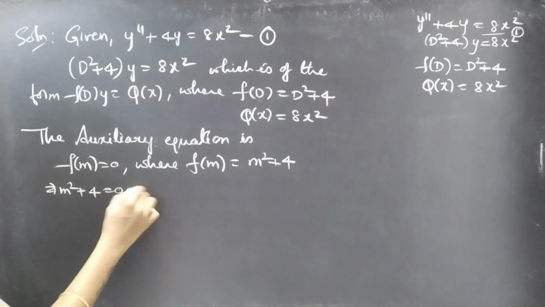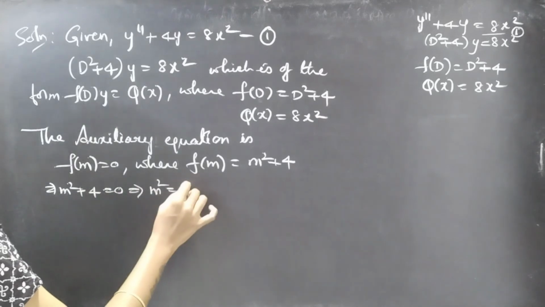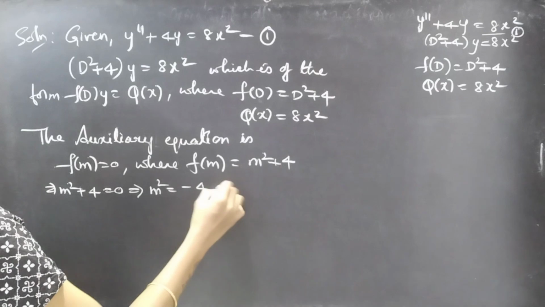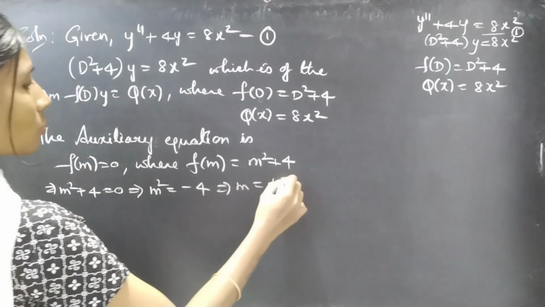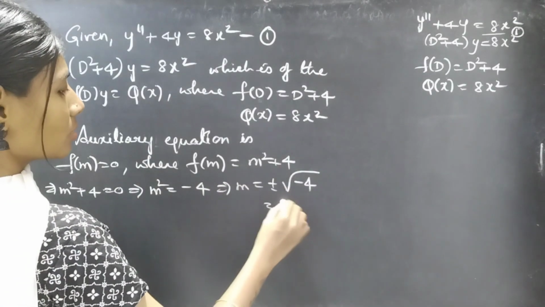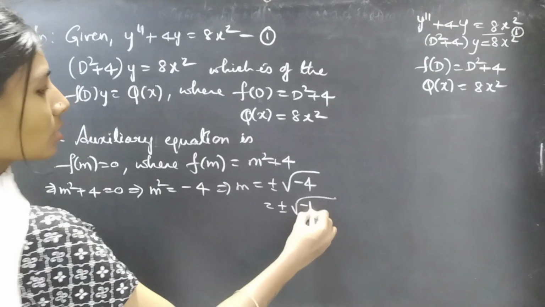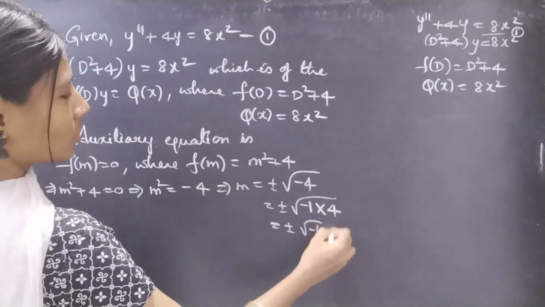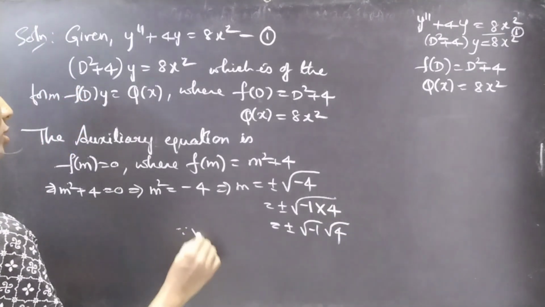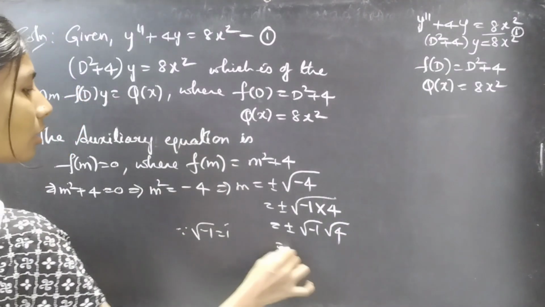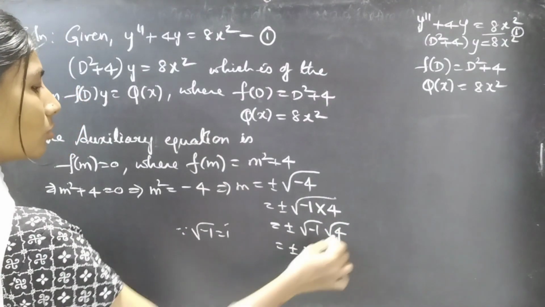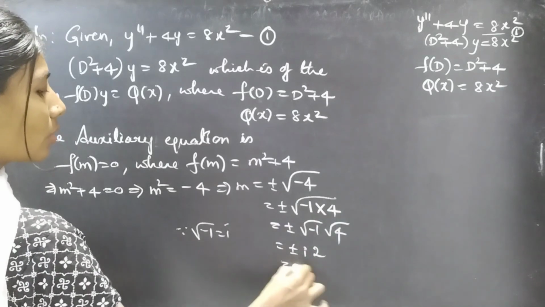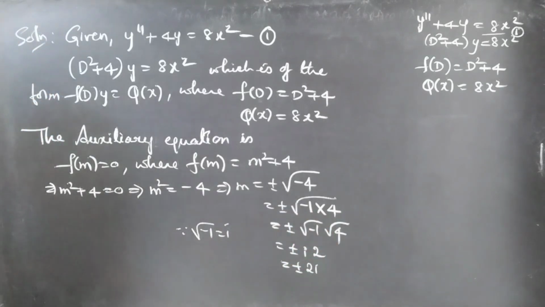Now we need to find roots to this equation. We'll write it as m square equal to minus 4, then m equal to plus or minus square root of minus 4, which gives us plus or minus square root of, we can write minus 4 as minus 1 into 4, right? Now split the square root as square root of minus 1 into square root of 4, since square root of minus 1 equal to i, right? So we'll replace it by i, and we know that square root of 4 is 2, so we'll get plus or minus 2i, right?